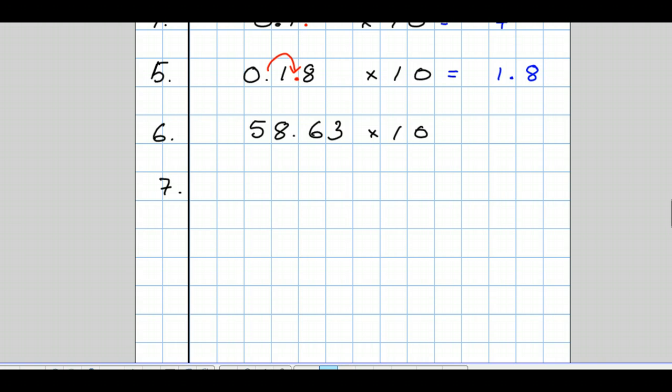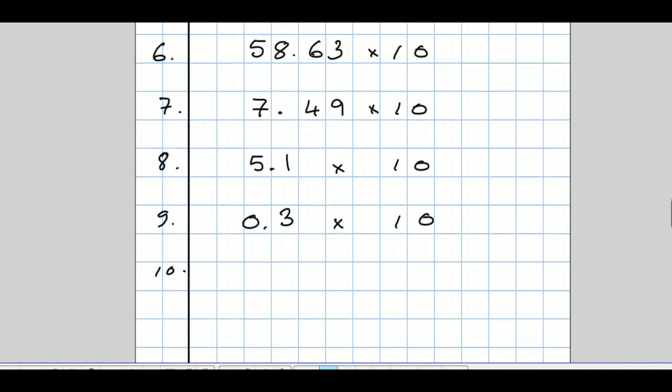So question 6, 58.63 times 10. Question 7, 7.49 times 10. Question 8, 5.1 times 10. Question 9, 0.3 times 10. And question 10, just make it fit on here, 0.23 times 10. Now, once you copy those down, press pause, have a go at answering these, then come back. See you in a moment.